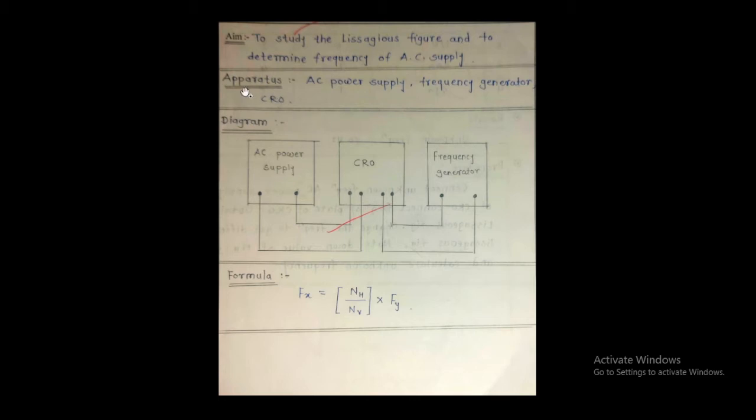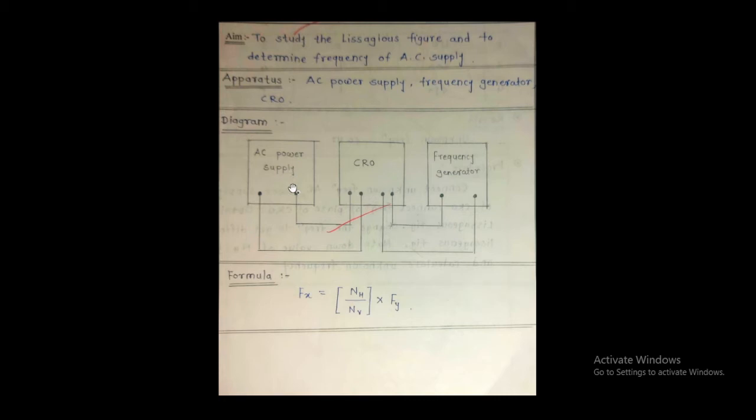Now for that, there is a need of following apparatus: AC power supply, frequency generator and CRO, cathode ray oscilloscope. Frequency generator may be known as our audio frequency generator. Now for having the different waveforms as Lissajous figures on CRO screen, we need this circuit diagram. It is AC power supply, of which we can measure its voltage, frequency and so on. Generally, this AC power supply is of 230 volt and 50 hertz frequency.